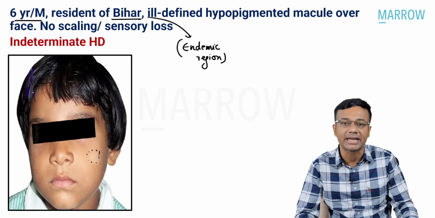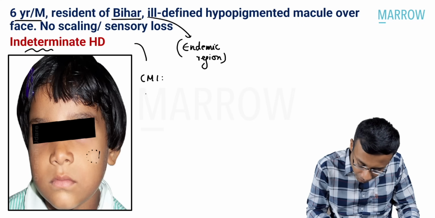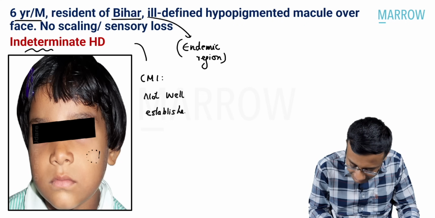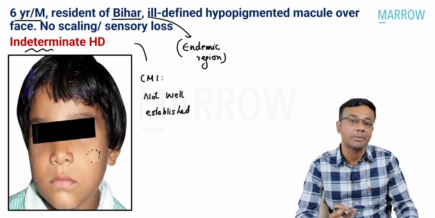It's called indeterminate leprosy. Why is it called indeterminate leprosy? Because the CMI is not well established. So the CMI is not well established. It represents the initial encounter of the body to Mycobacterium leprae. That's why we get indeterminate leprosy.